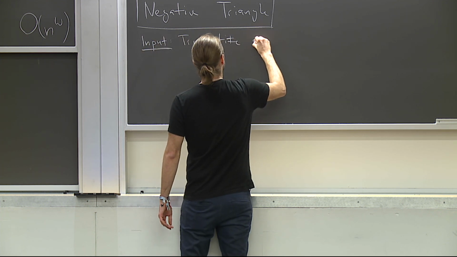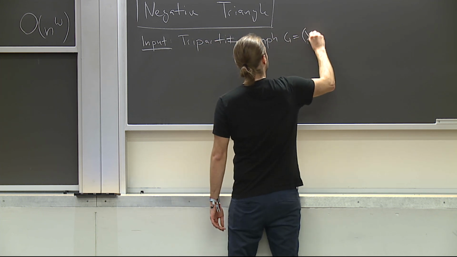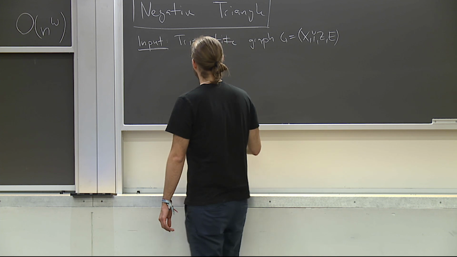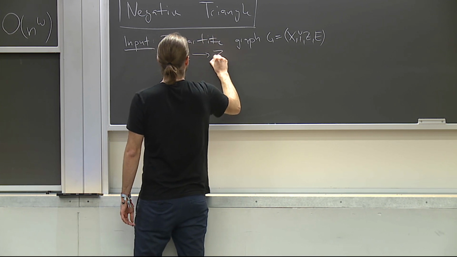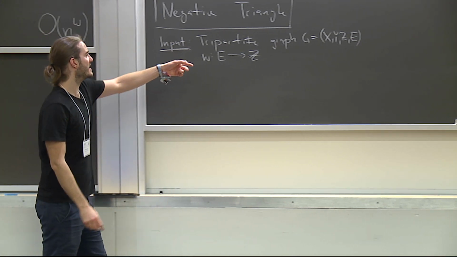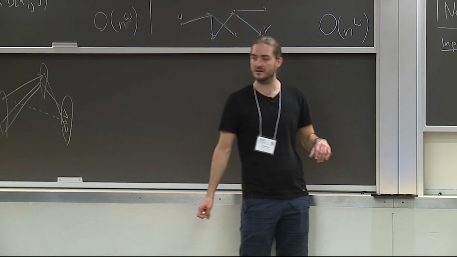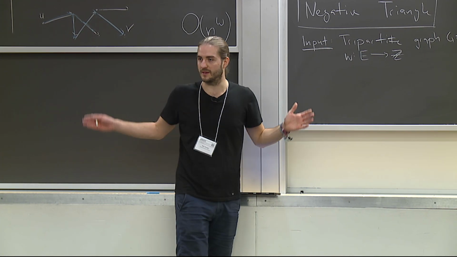Tripartite graph with parts x, y, and z. And now you also have a weight function, which takes edges to integers. Again, I'm just going to write integers, but it's the same assumption as yesterday and is always basically in finite complexity. This is just polynomially bounded integers, right? You cannot write extremely large numbers here.